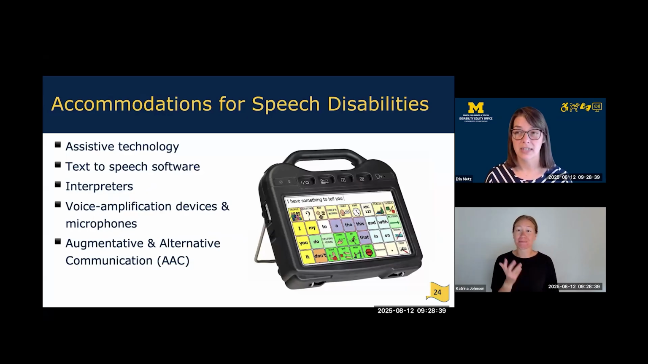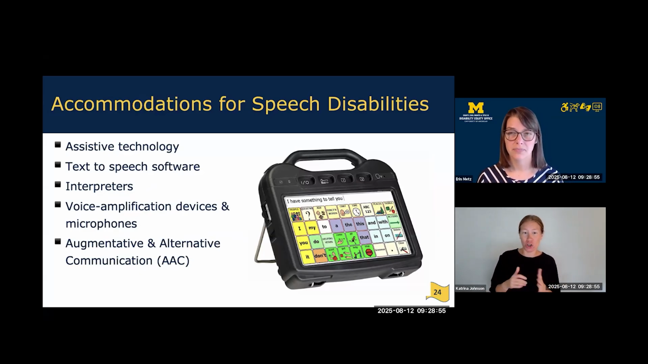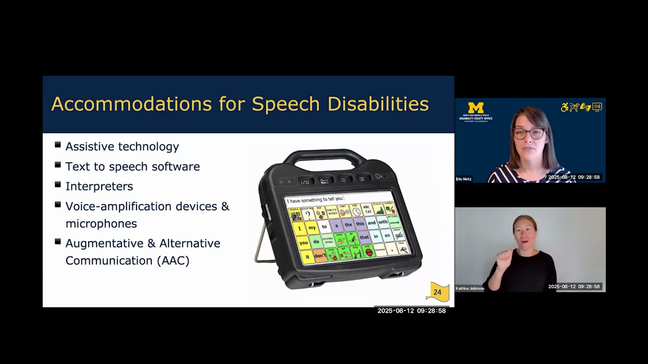Accommodations for individuals with speech disabilities can take various forms to support effective communication. These may include the use of assistive technology, text to speech software programs, interpreters, voice amplification devices, or augmentative and alternative communication, or AAC systems. For example, AAC devices, such as this tablet shown in the image, feature colorful words and images that allow users to construct messages. Once a message is typed or selected, the device's built-in speaker delivers it audibly to the intended receiver. This technology helps ensure that individuals with speech disabilities can communicate more independently and participate fully in conversations.